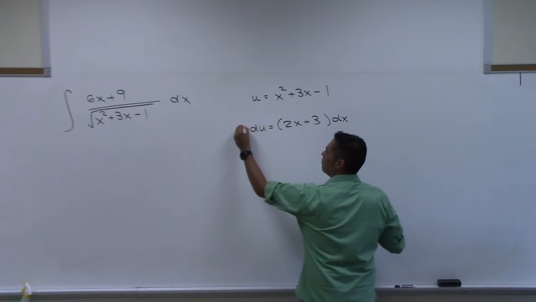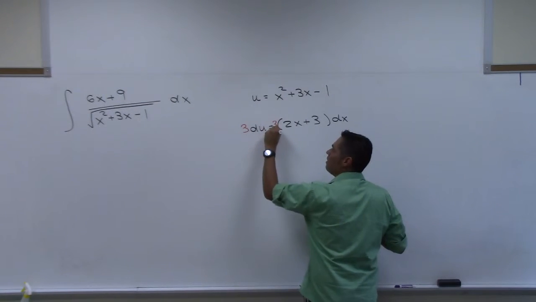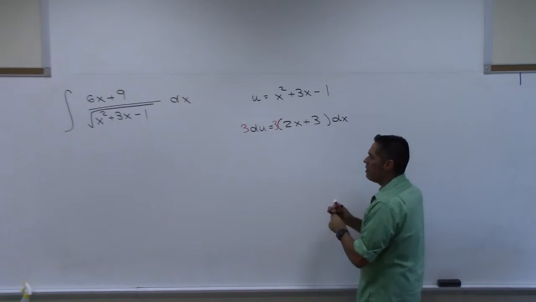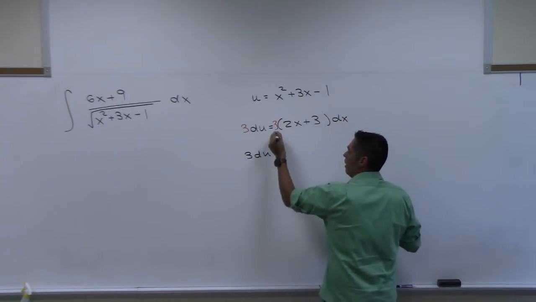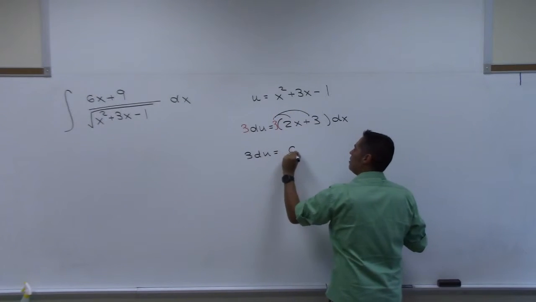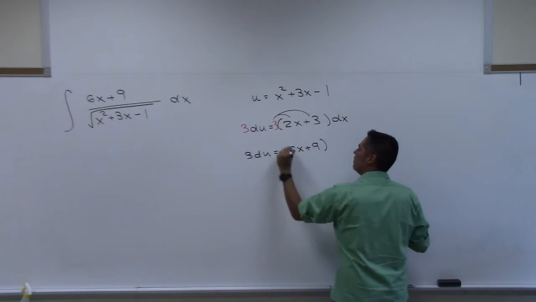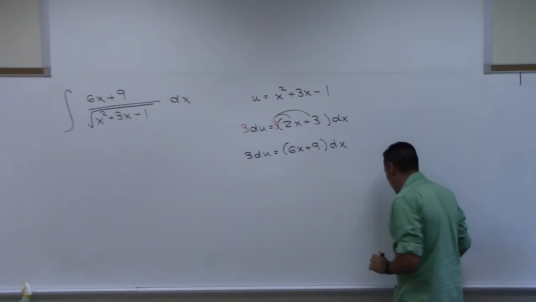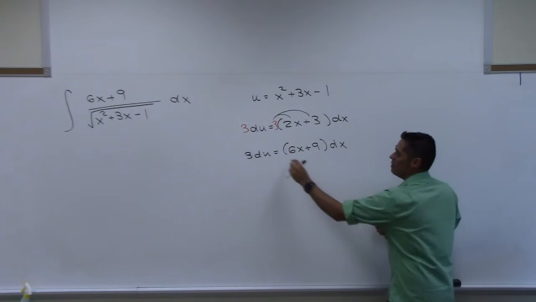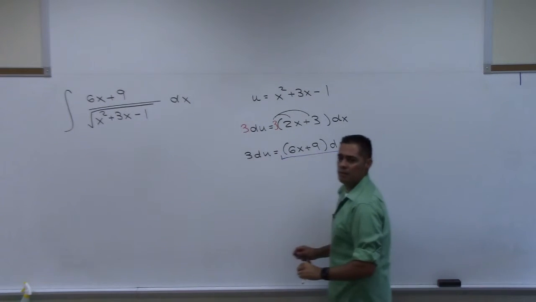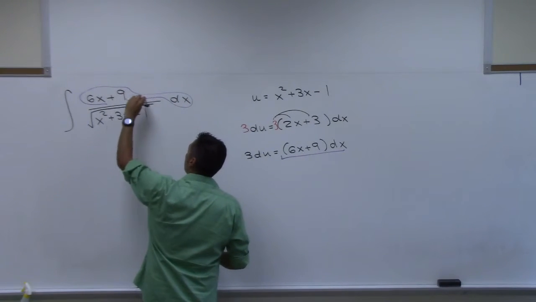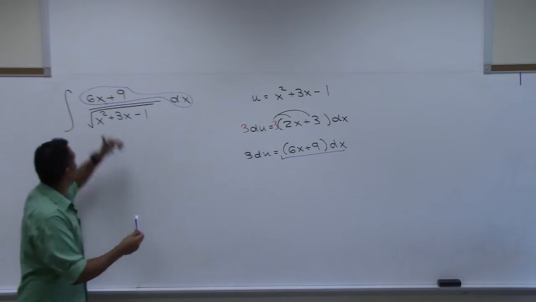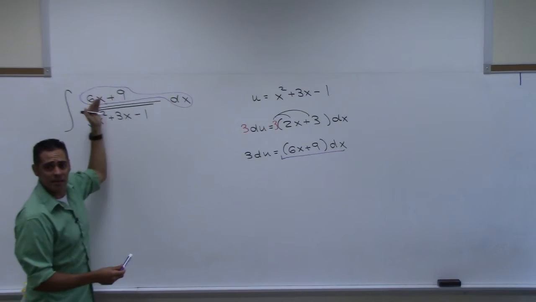I can multiply 3 here and 3 here. If I do that, then this becomes 3 du equals what? 6x plus 9 dx. And now I'm in business. That matches this, right? That and that together. I'm grouping those together because remember that 6x plus 9 can slide out, can't it?